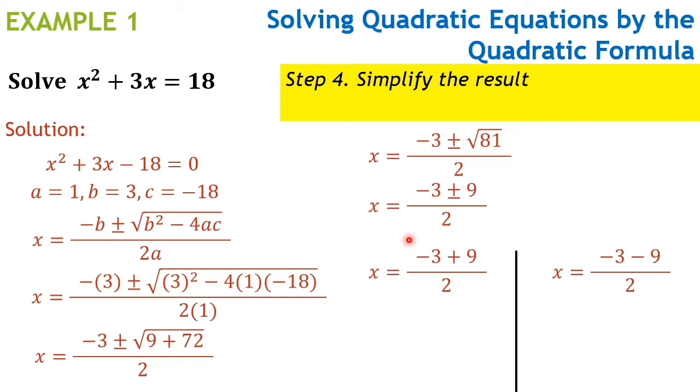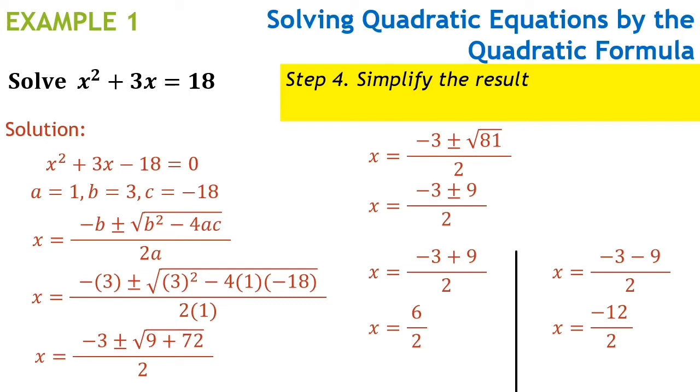So next, what is the next thing to do? Very good. We will operate negative 3 plus 9, and here we're going to operate negative 3 minus 9, and that will become x is equal to 6 over 2, and x is equal to negative 12 over 2.